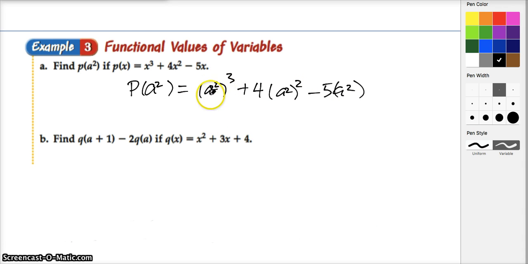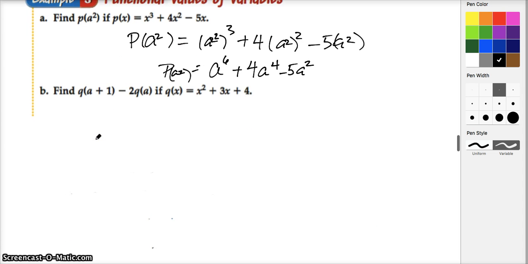A squared to the third power, we multiply those powers, we get a to the 6th, plus 4 times a squared to the second power, which would be a to the 4th, minus 5 a squared, and that's it. All right, that shouldn't be too bad for us. And we're going to do a similar thing here. It looks a little crazy, but we can handle it.